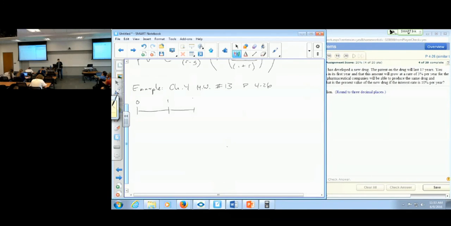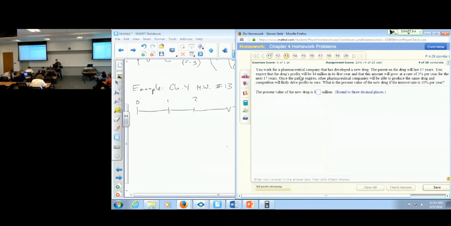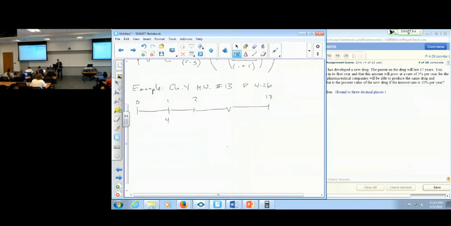Here, 17 years on this problem. You expect the drug's profits will be $4 million in its first year. So by the end of the first year, you think you will have earned $4 million. And let's see, I'm going to look ahead to the answer. I can see that it wants it in millions, so I'm going to work with millions. We'll put 4 right there as 4 million.